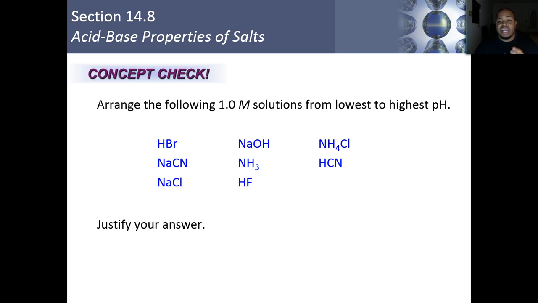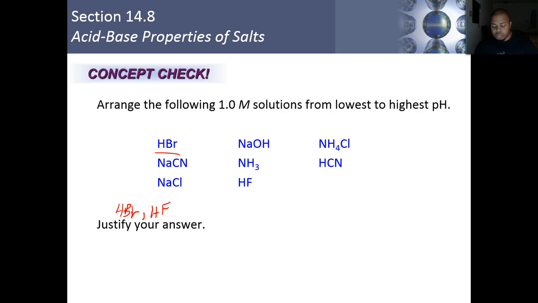A couple of things are going to help you out with this. The lowest pH is going to be your strongest acid. In the case of what we have here, HBr is our only strong acid. So, HBr. Then where do we go from there? Well, do we have any weak acids? Yes, we do. We have HF, and we also have HCN. We'd have to look at the Ka values to really determine where to go from here.